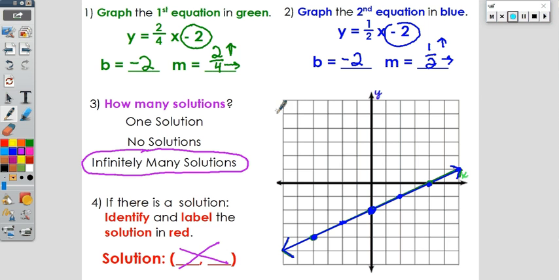And that's how you can tell what the solutions are, or how many solutions there are in a system of equations by graphing.